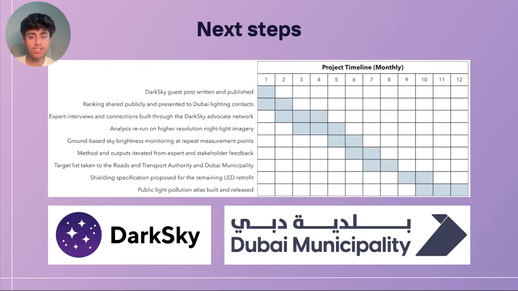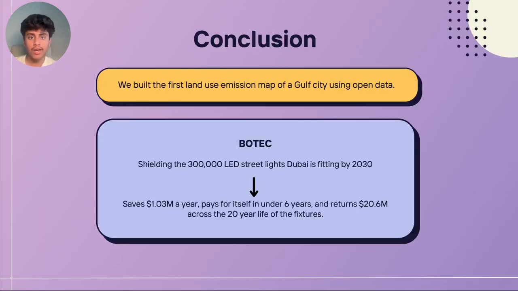Over the coming months, we plan to publish the Dark Sky guest post, grow our network of advocates, and rerun the analysis on higher resolution imagery. We will also iterate on expert feedback until we can take the target list to the RTA and Dubai municipality with a shielding specification. In conclusion, we built the first land use emission map of Gulf City, Dubai, using open data.